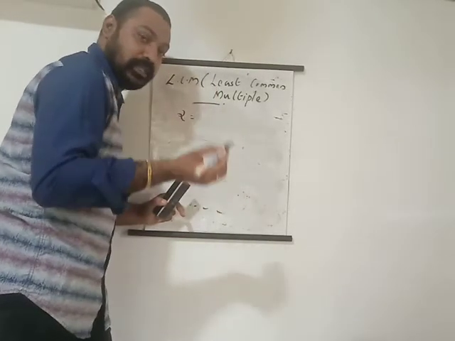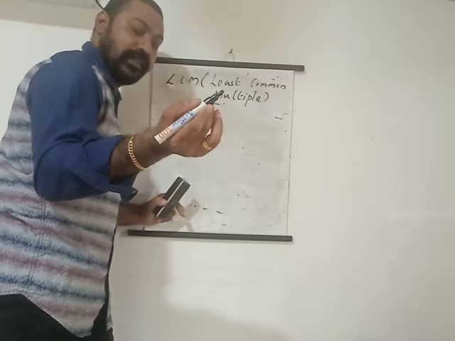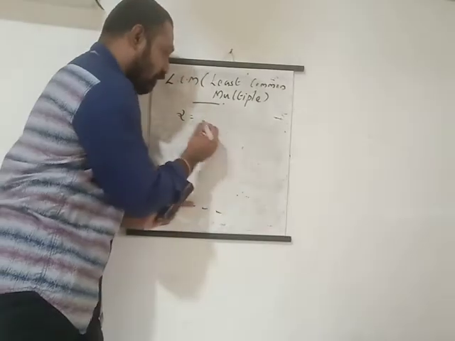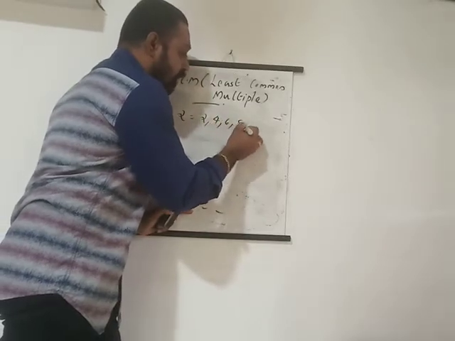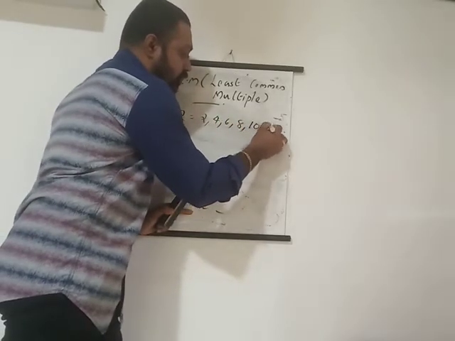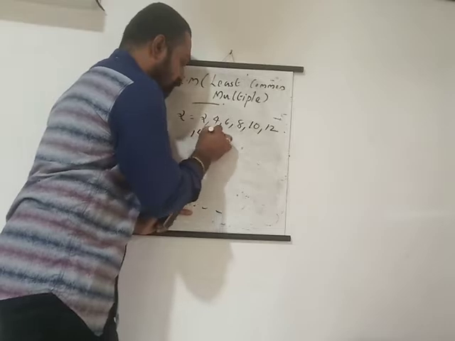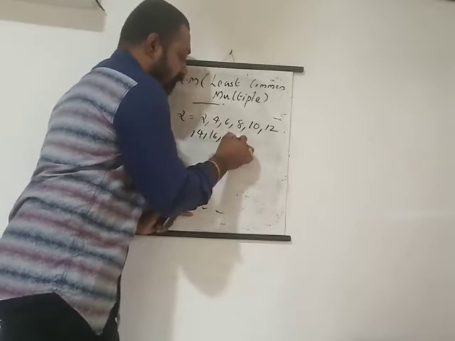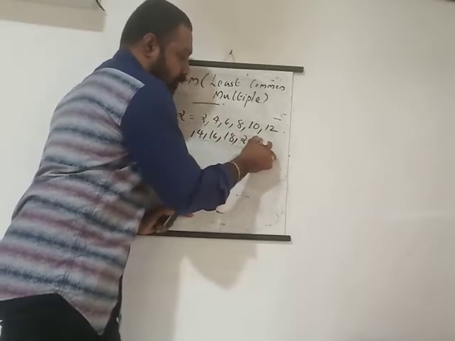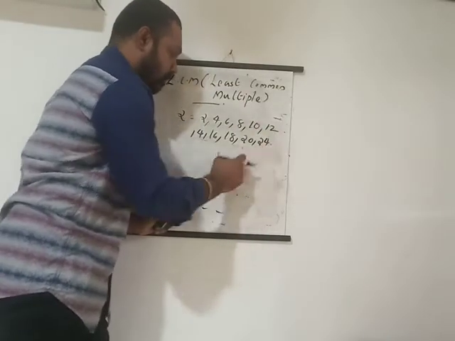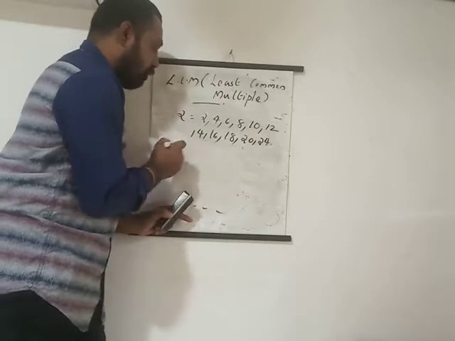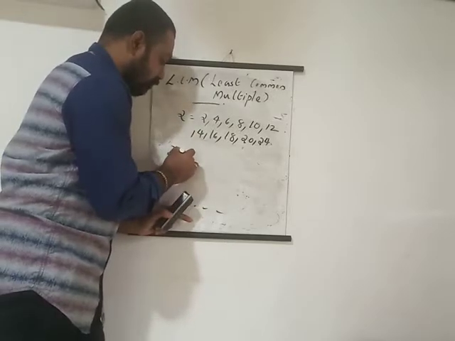When you multiply 2 with 1, 2, 3, 4, 5, like that, you will get the multiples of 2 easily. So what are the multiples of 2? 2, 4, 6, 8, 10, 12, 14, 16, 18, 20, 24, like that it goes, isn't it? So I am writing up to this 24. Then I am going to write the multiples of 3.